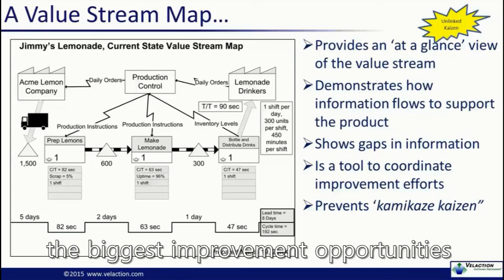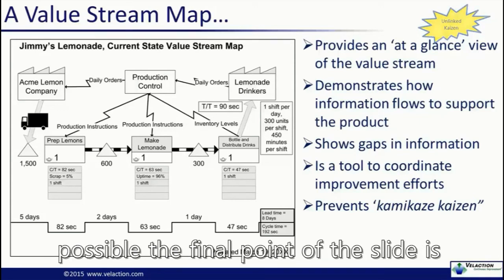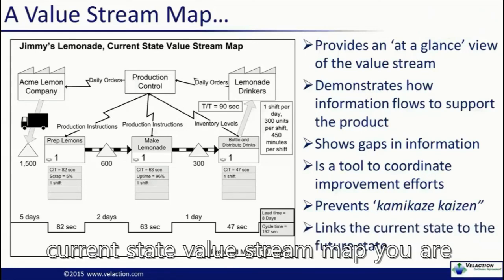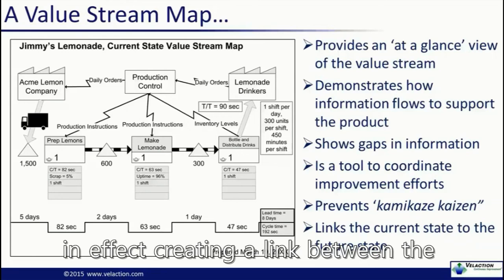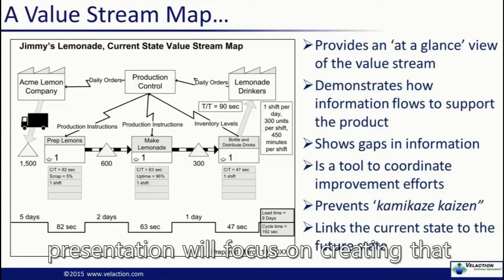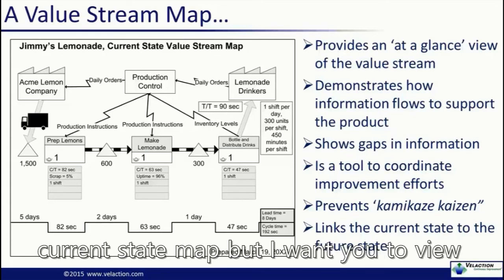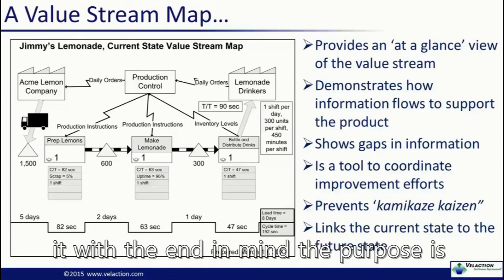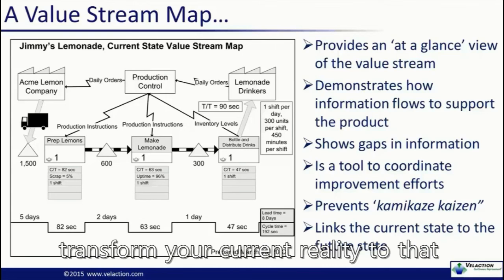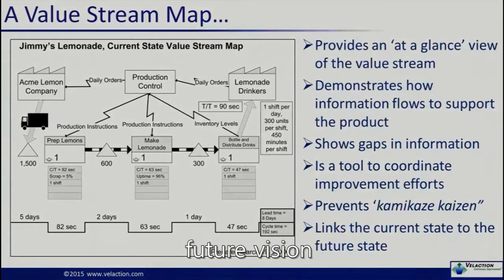The final point of this slide is that when you put all of your improvement opportunities onto your current state value stream map, you are, in effect, creating a link between the present and the future state. This presentation will focus on creating that current state map, but I want you to view it with the end in mind. The purpose is not just to create a map. The point is to use the map to create a plan that will transform your current reality to that future vision.